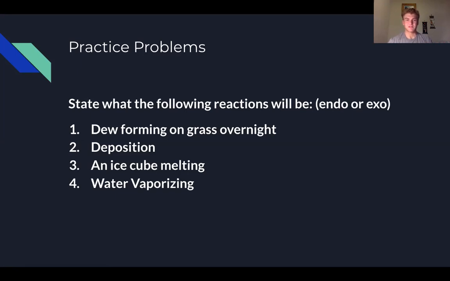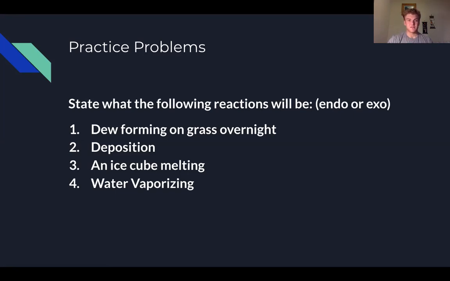Dew forming on grass overnight, is that endothermic or exothermic? Deposition, is that endothermic or exothermic? For all of those, you do the same thing. So go ahead, hit pause, and do those really quick.